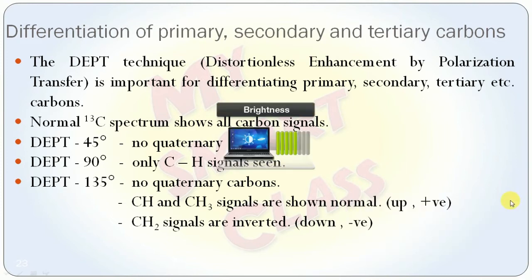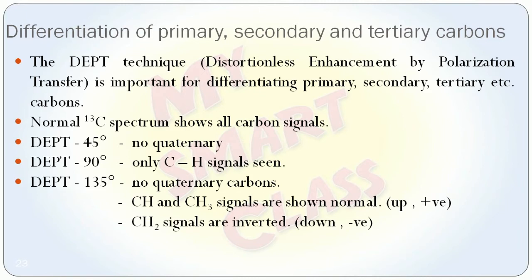The full form of DEPT is Distortionless Enhancement by Polarization Transfer, and it is important for the determination of primary, secondary, tertiary and quaternary carbon. So basically there are three types of DEPT. First is DEPT 45, then DEPT 90, DEPT 135. As you can see on the slide, DEPT 45 will give no quaternary.